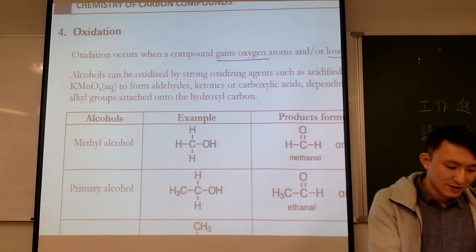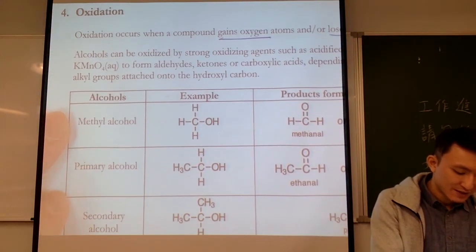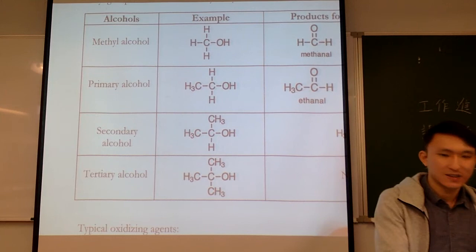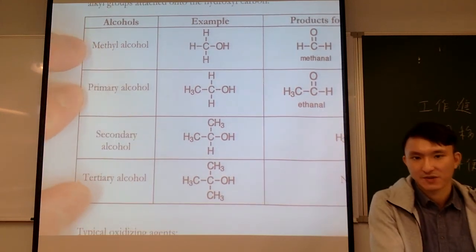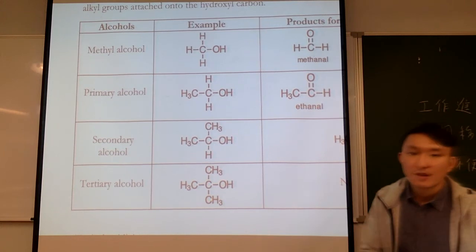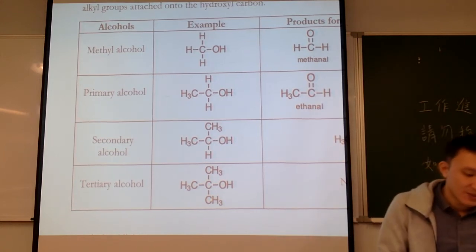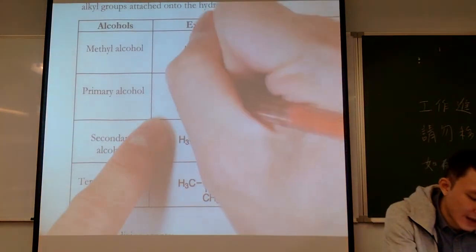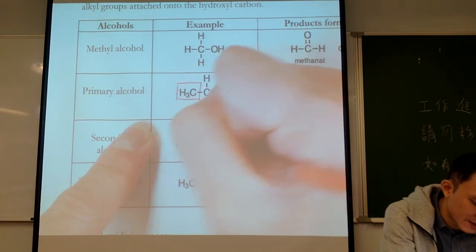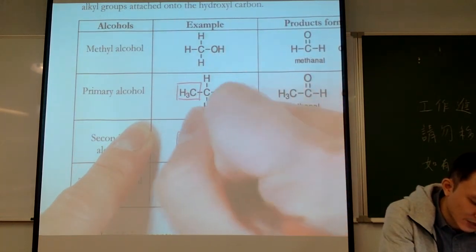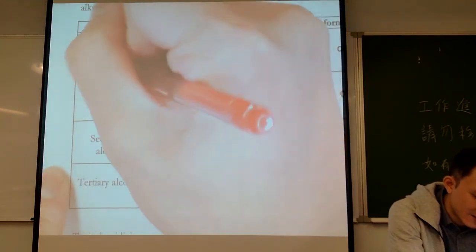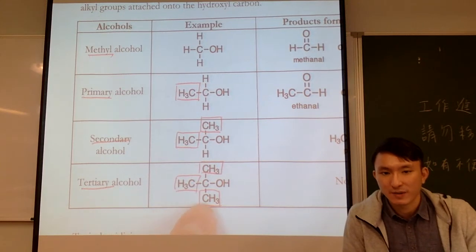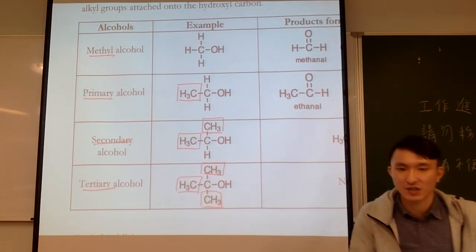Now, I just want to see here, do you remember, we have four different types of alcohol, or three types, depending on whether you want to group these two together. Let's just say four types. Now, first of all, let me remind you, we will be looking at the hydroxyl carbon. We will be looking at how many alkyl groups are attached to the hydroxyl carbon. So all this name can be determined from the number of alkyl groups attached to the hydroxyl carbon.